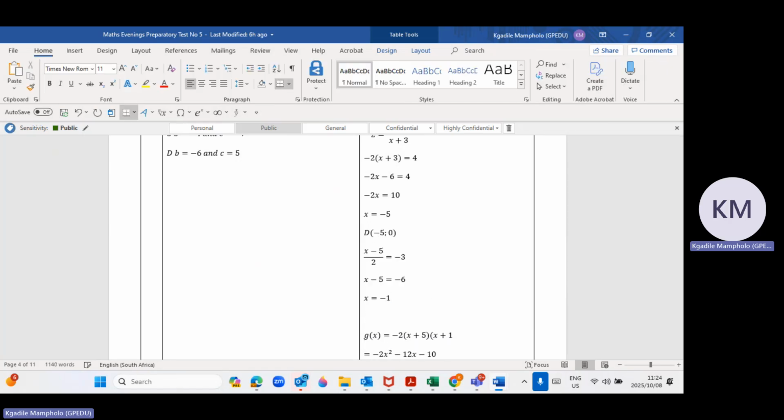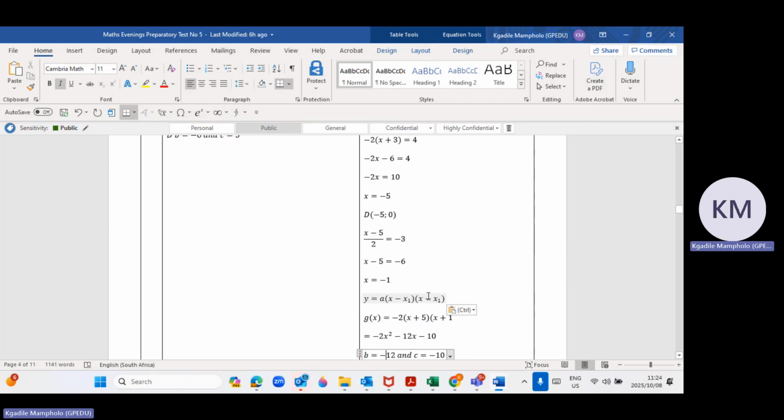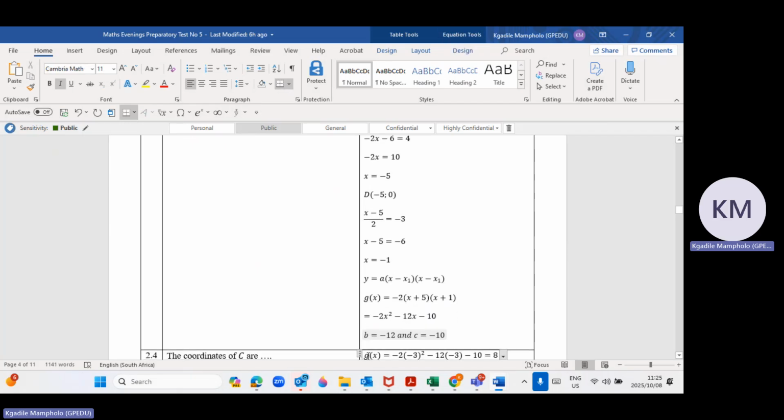So it will be like this, but now because A is known, it's minus 2, then x1 will be minus 5, so plus 5. Here x2 will be minus 1, which is then when you clear the brackets, you'll have the answer as negative 2x squared minus 12x minus 10. Then it means B is minus 12, C is minus 10.